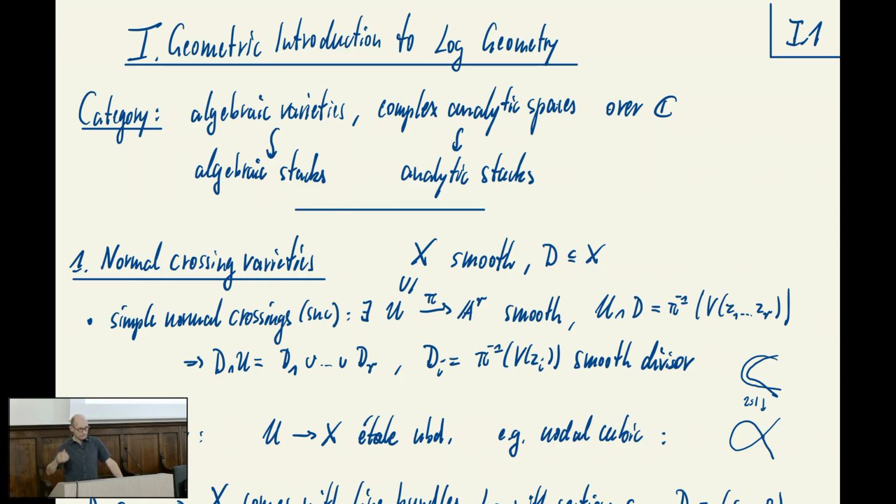And it also works with a slight variation of what I'm saying with algebraic stacks. But the whole thing also makes sense complex analytically, if that's your game, and then you would have analytic stacks. But I would want to work over the complex numbers, although anything works over an algebraically closed field of characteristic zero, no change. But it also works for other things.